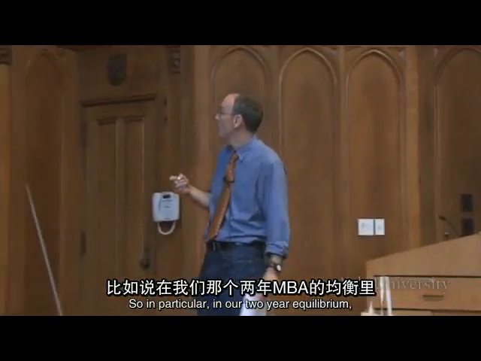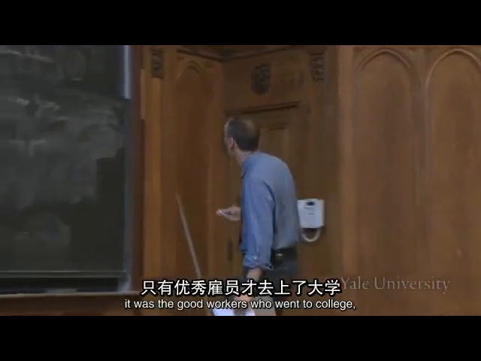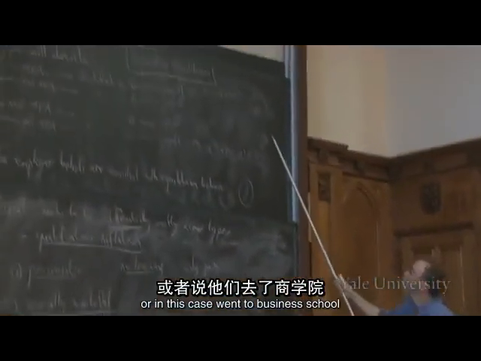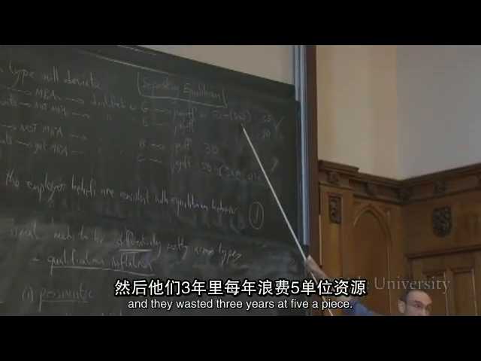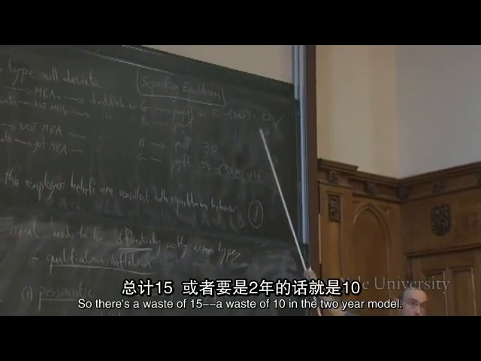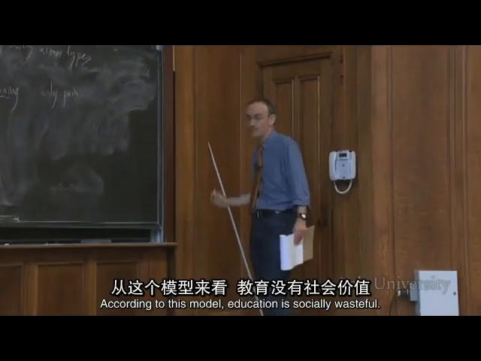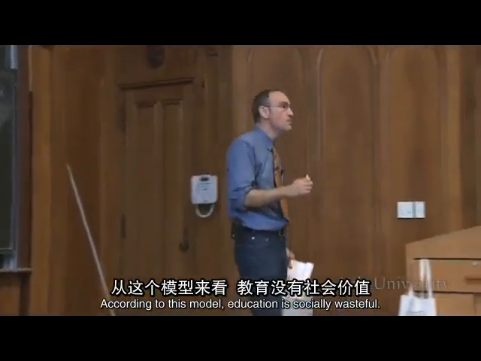And that makes sense. In particular, in our 3-year equilibrium, it was the good workers who went to college, or in this case went to business school, and they wasted 3 years at 5 apiece. So there's a waste of 15, a waste of 10 in the 2-year model. According to this model, education is socially wasteful.